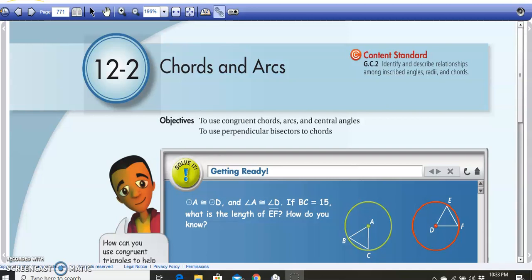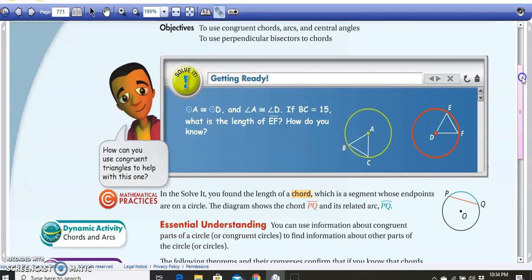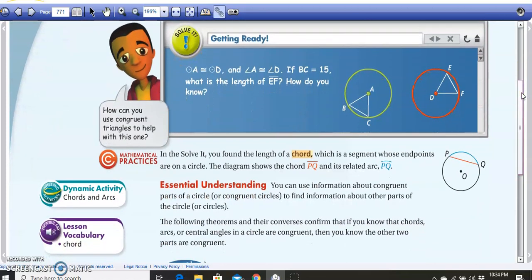Okay, in this video, I will explain the theorems that are in 12.2, chord and arc, and in the next video is the exercise to explain better. Now, here we have the first word, that is chord, that is a segment with endpoints that are in the circle. That means it's going from point P to point Q. Now, this chord is PQ, and the arc is PQ with the symbol.